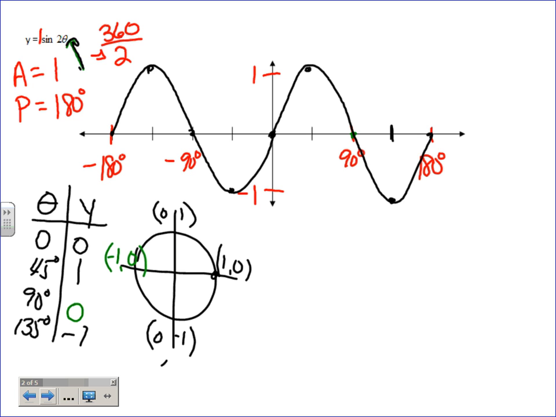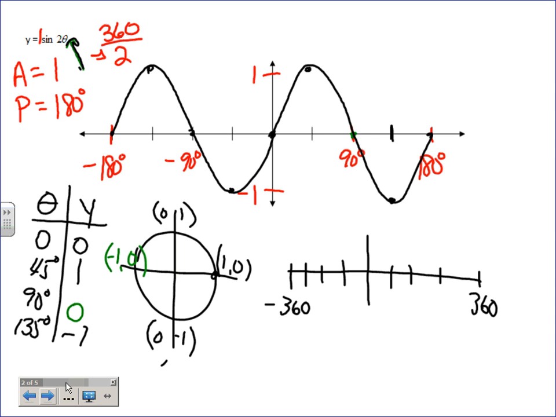That's why I teach it that way. That looks almost the same as the sine graph you had before. Okay? That's horrible, but you get the idea.